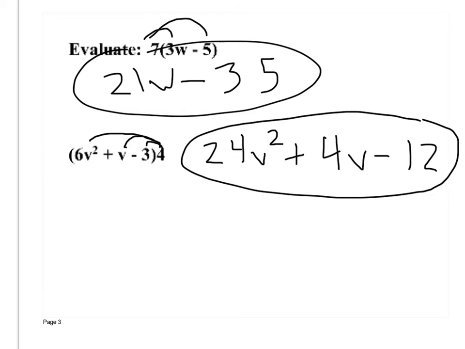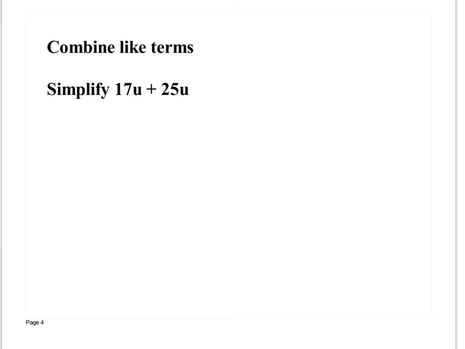Yes. Write this down. Combine like terms. It asks you to simplify 17u plus 25u. These are what we call like terms because they have the exact same variable, which is u. If this was u squared, they're not the same variable. But since they're both just u, they're considered like terms. So all we do is add the numbers in front. What's 17 plus 25? 42u. That's our answer.